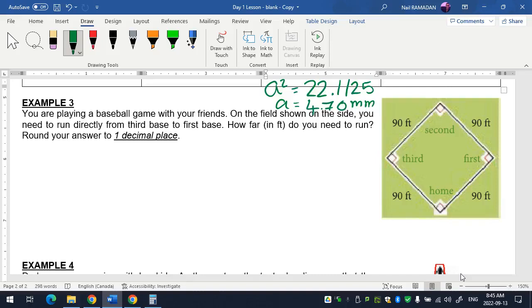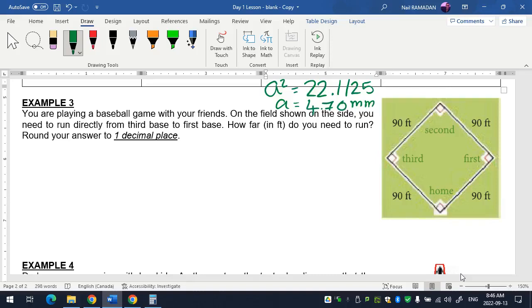On the field shown on the side right here, everyone, these are called bases. First base, second base, third base, home. So the whole objective of baseball is to make a home run, basically to go once around the whole pitch or the whole field. So you need to run directly from third base to first base. The question is, with this diagram, how far in feet is that distance that you have to run from third to first?